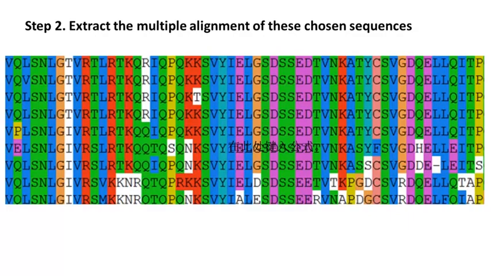Step 2 extracts multiple alignment of the chosen sequences from the BLAST results. As you can see in this example alignment, some positions are highly conserved, whereas others are more variable.